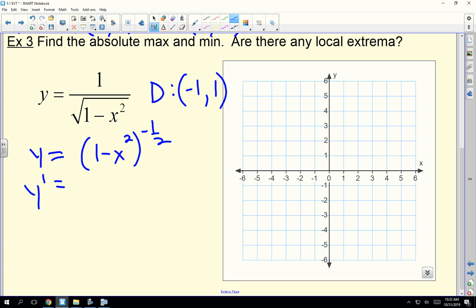Remove the negative 1/2. Yeah. Drop the negative 1/2 out in front. Copy down what's in parentheses. Drop this down by 1 power. Times negative 2x.